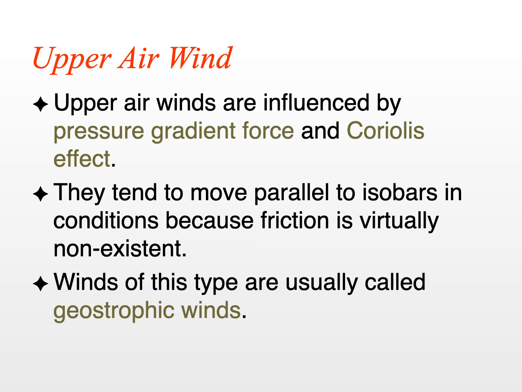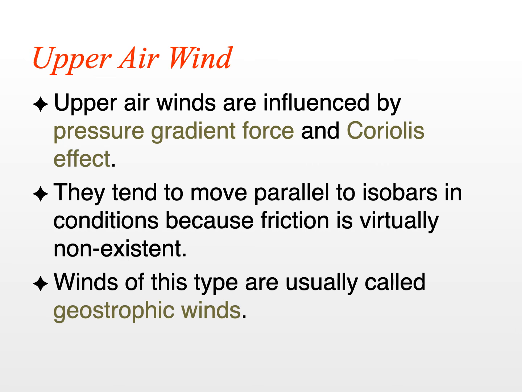Now, upper air winds are only influenced by two forces: pressure gradient force and Coriolis effect. Above 1 kilometer from the Earth's surface, very little friction exists. Upper air winds tend to move parallel to the isobars, and this develops because there is no friction. Winds of this type that are blowing parallel to the isobars are called geostrophic winds.